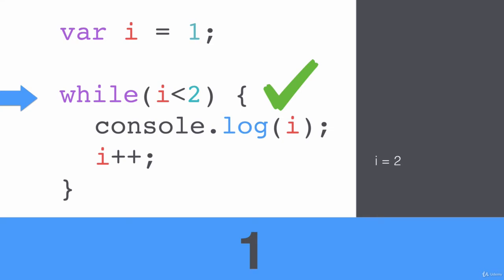So is I still less than 2? Well, 2 is not less than 2. 2 is equal to 2, right? So this is now false. And that means that this while loop will stop and it will skip the loop and go to the next line of code below. So this is how a while loop works.